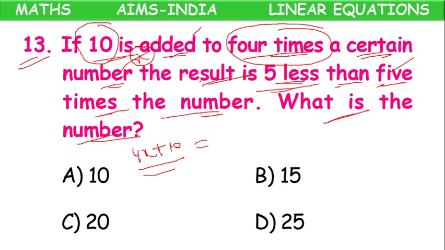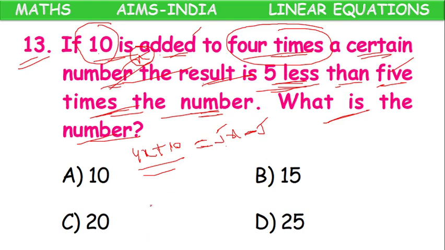Then the result equals 5 less than 5 times that number. 5 times that number is 5x, and 5 less than means minus 5. These two are equal according to the given question. Now we have to find the x value.